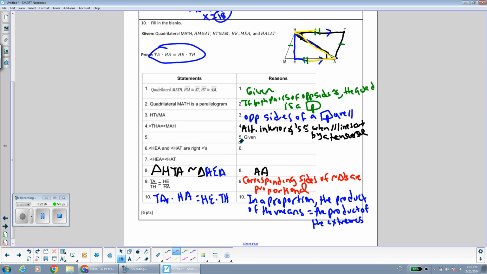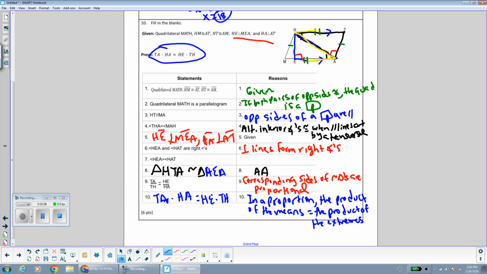Now we need to put in the givens that were not included in the givens at the beginning. HE is perpendicular to MEA, and HA is perpendicular to AT. And they even give us the conclusion that we're going to draw from that. That angle HEA is a right angle, and angle HAT is a right angle. And the reason for that is from the given, because we had perpendicular lines, and perpendicular lines form right angles.